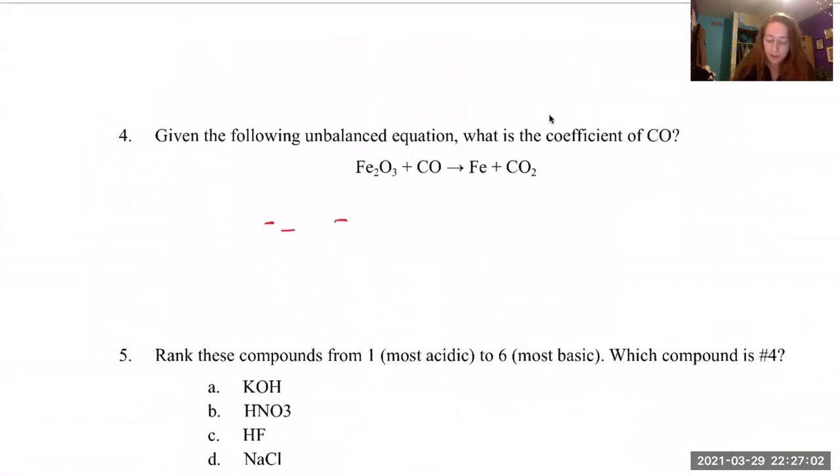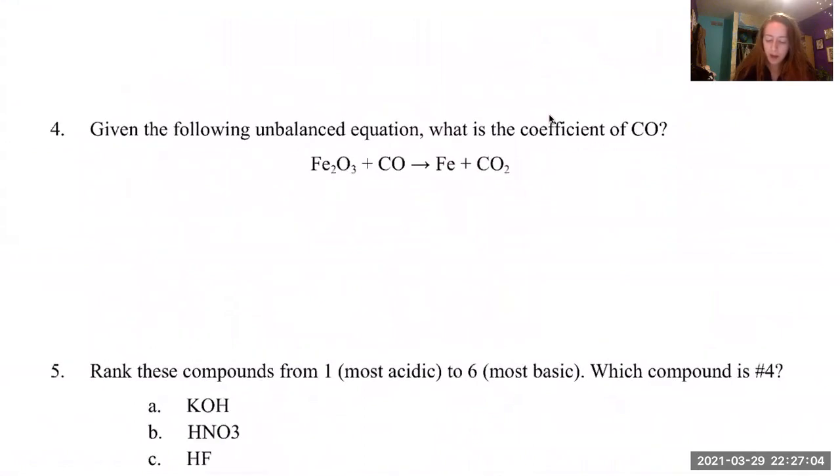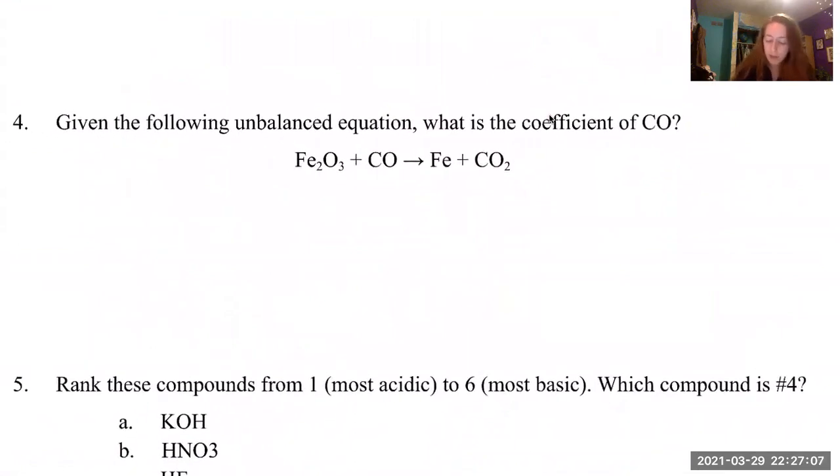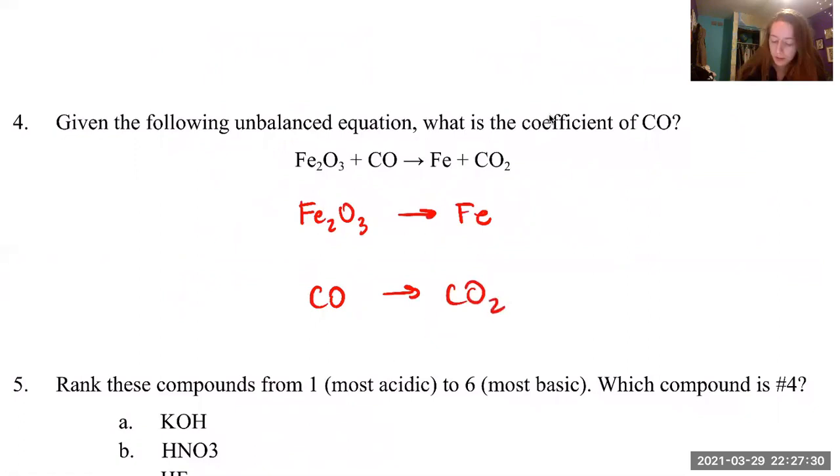Okay, so for this problem, this one basically asks you to balance the equation and then asks what the coefficient of one of the compounds is. The first thing I would do is break these down into half reactions. Fe2O3 turns into Fe, and then CO turns into CO2. The first thing you want to do is always balance out the atoms that are not oxygen or hydrogen, in this case iron. So I'm going to add a 2 here for the iron. And we're good with the carbon down below.